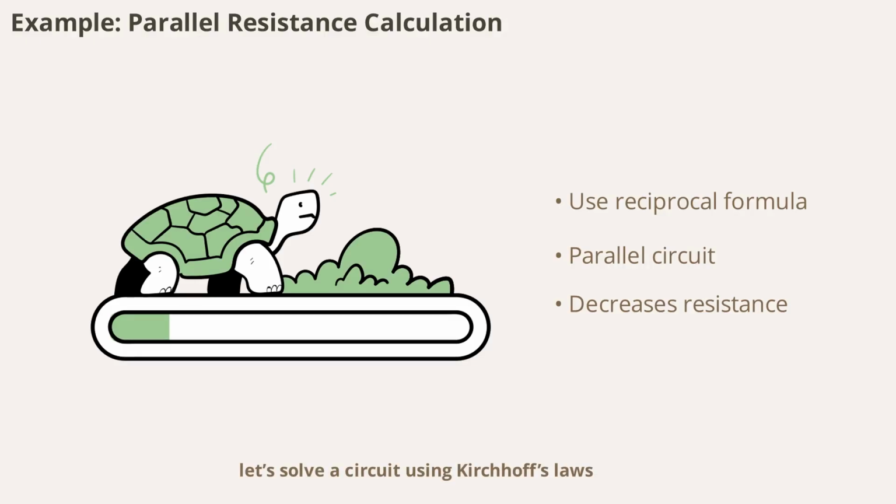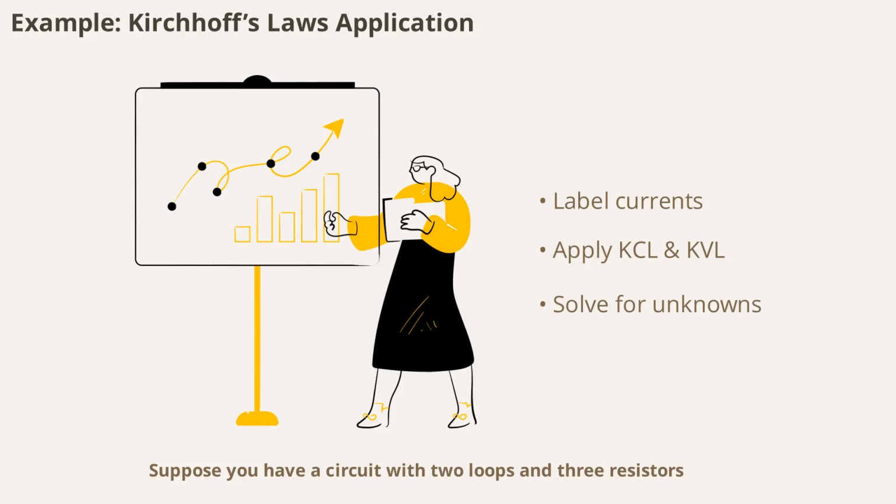Next, let's solve a circuit using Kirchhoff's laws. Suppose you have a circuit with 2 loops and 3 resistors. By labeling the currents and applying Kirchhoff's current law at the junctions and Kirchhoff's voltage law around each loop, you can set up equations to solve for the unknown currents. This systematic approach is essential for analyzing complex circuits that can't be simplified into series or parallel.